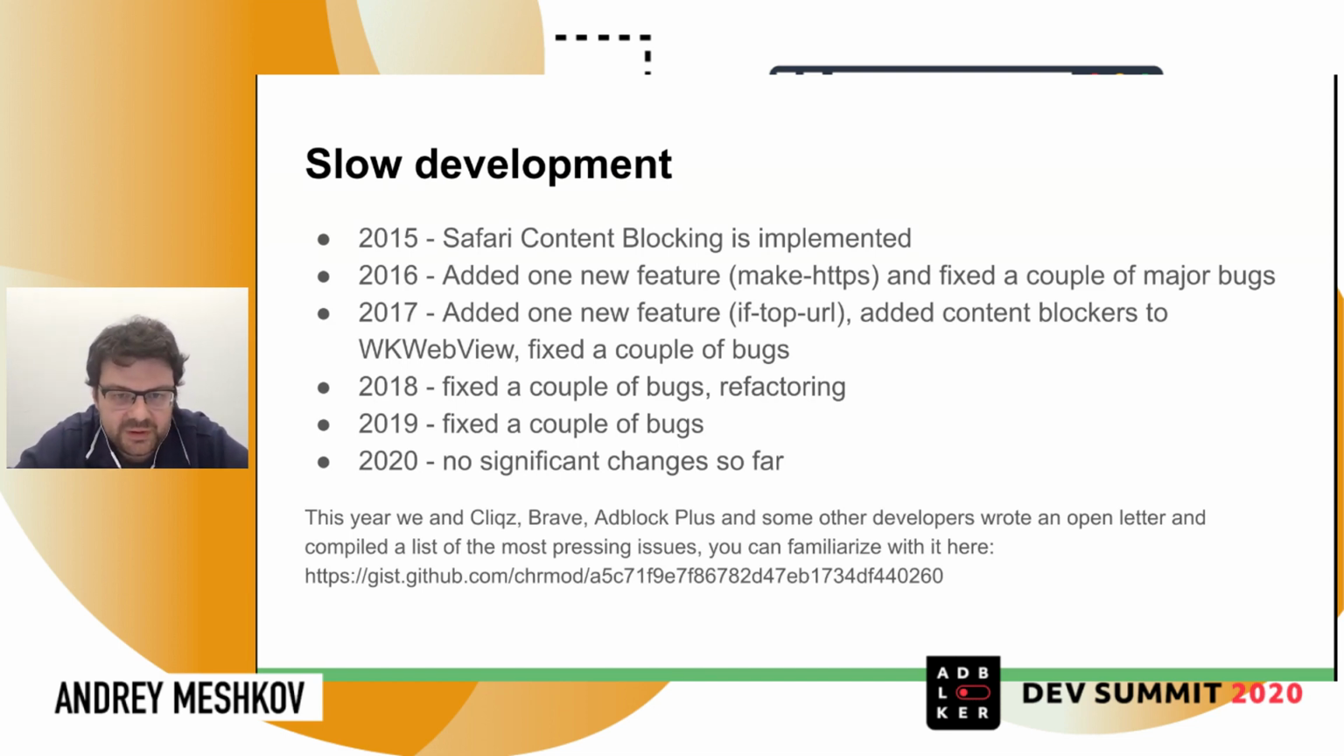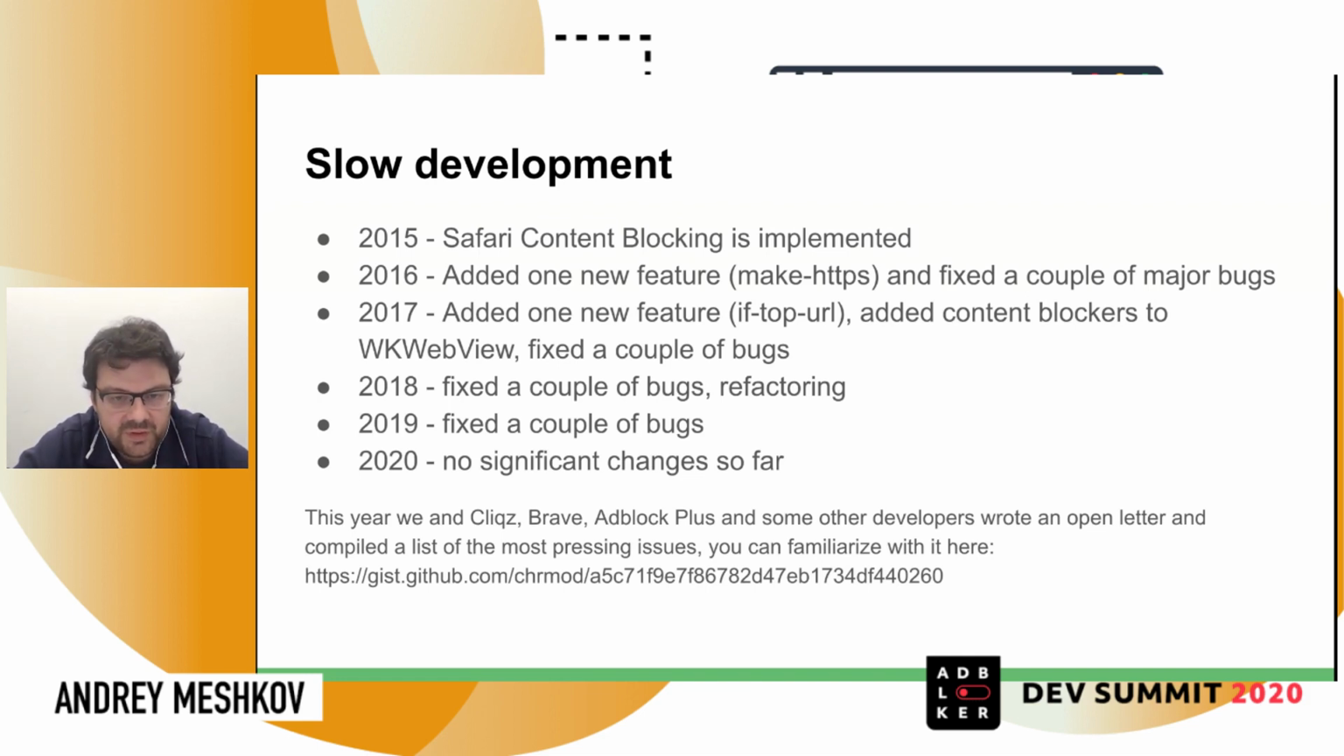But then it drastically slows down. So 2018 fixed a couple of bugs, some minor refactoring, nothing more. 2019, just a couple of bugs. And 2020, no significant change so far. And note that this is basically the full list of changes implemented in Safari content blocking. Some of you are developers, just compare it to your changelogs.